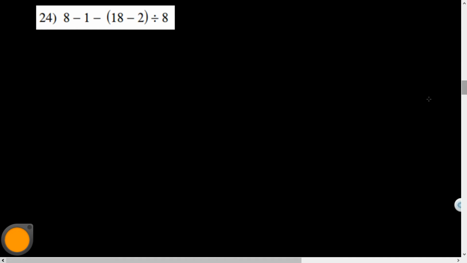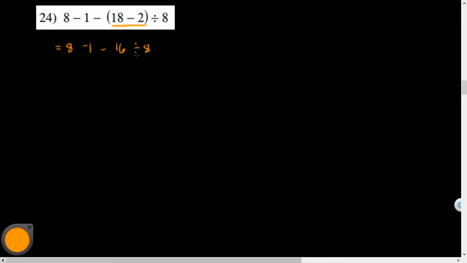Let's see, here we go. And question 24, last one coming up. Wow, we've got 1, 2, 3, 4 operations and a grouping symbol. So in sequence, I'm going to go parentheses first, which in this case is subtraction. So this is equal to 8 minus 1 minus 18 minus 2 is 16 divided by 8.